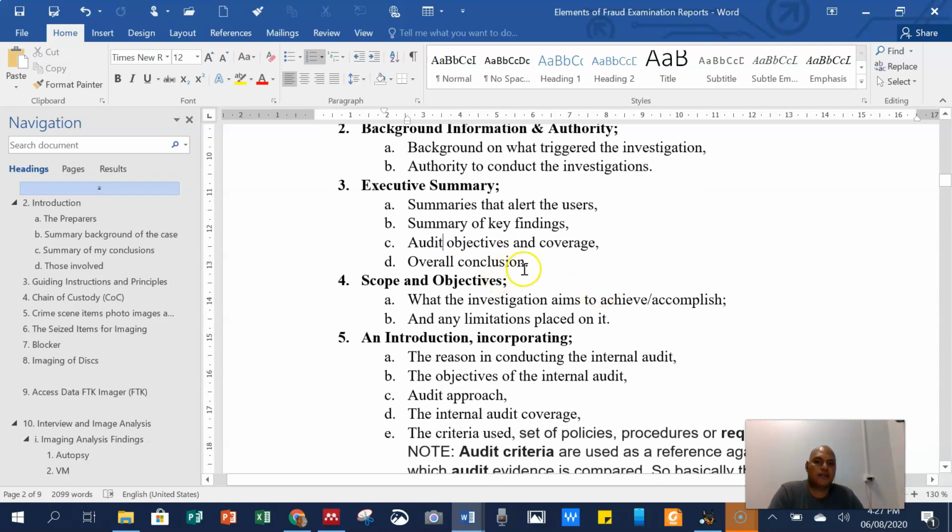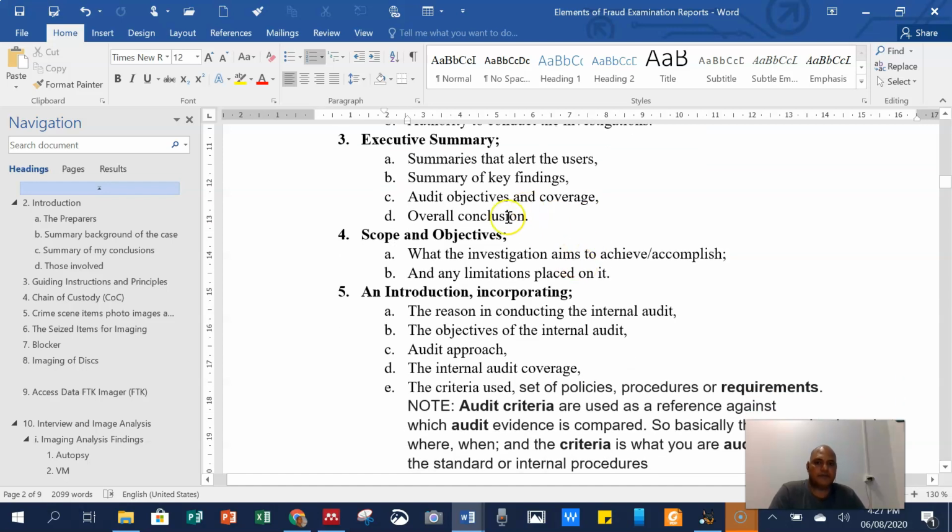And the last part is the summary of the overall conclusion. This will detail, for example, the strengths and the weaknesses of internal controls, and the improvements, for example, the areas that you've audited that need to be improved. So this is it for the final part of the executive summary. Then the scope and objectives: what the investigation aims to achieve and accomplish.